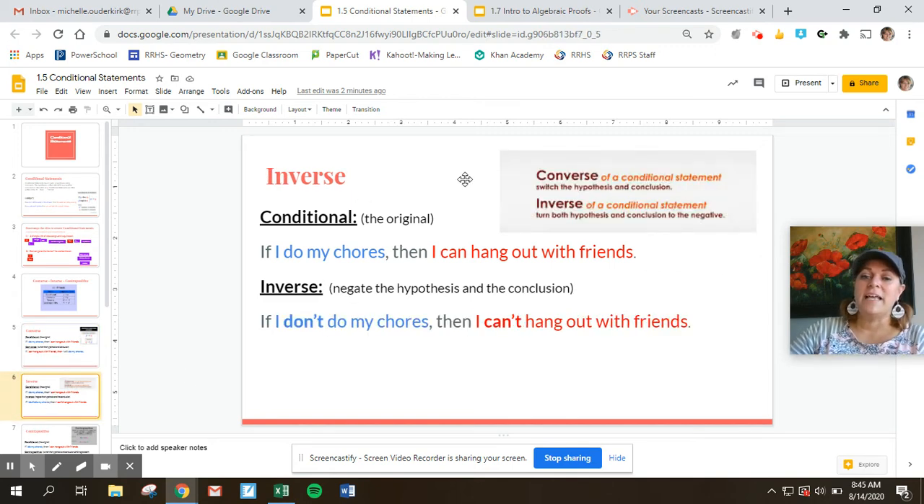Okay, inverse. Inverse is taking it and negating both the hypothesis and conclusion. So you still take the original, the conditional: if I do my chores, then I can hang out with friends. But now you're going to make it not true, not or can't or won't. You're negating. So if I don't do my chores, then I can't hang out with friends. That's the inverse.